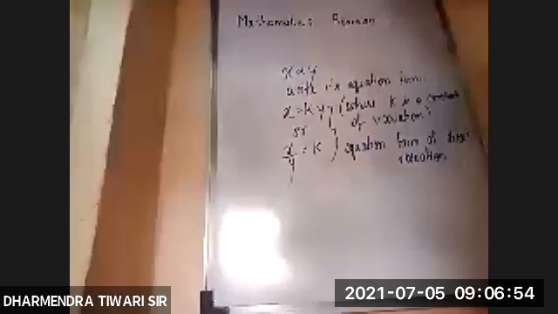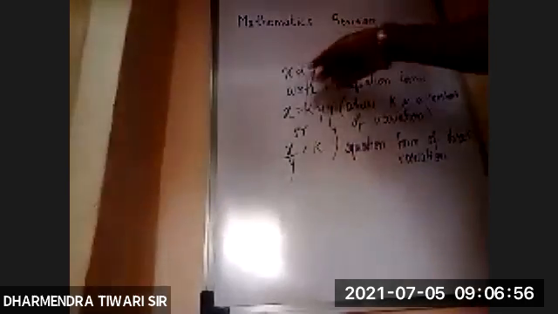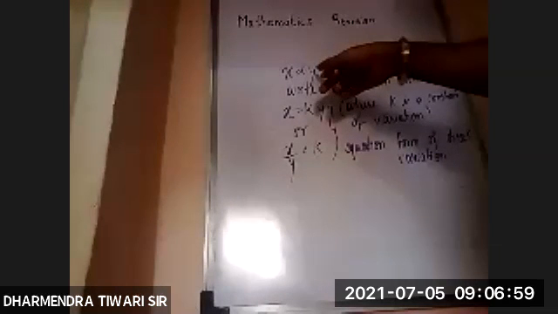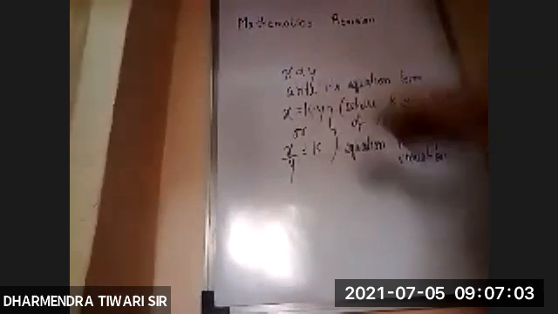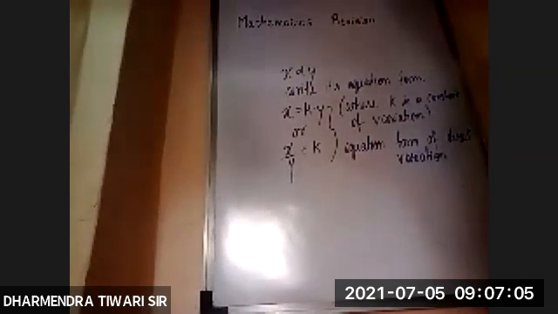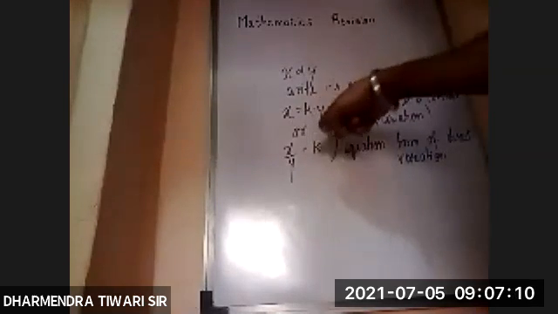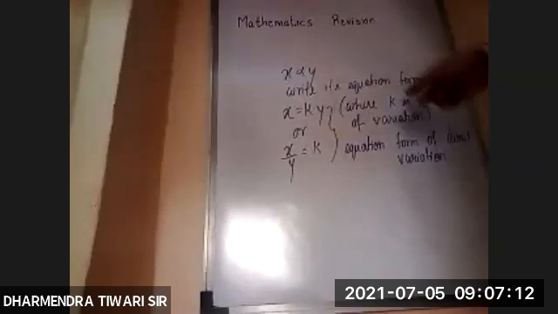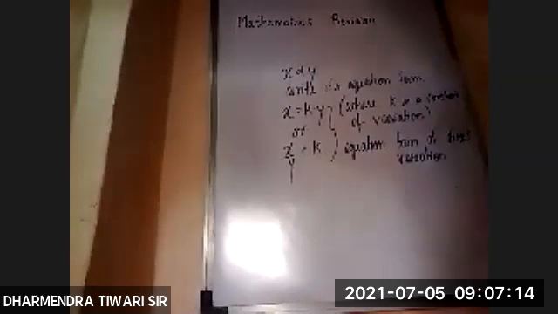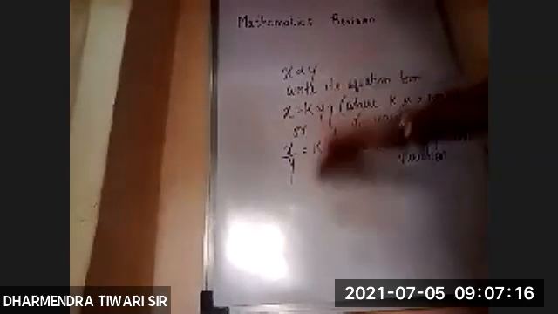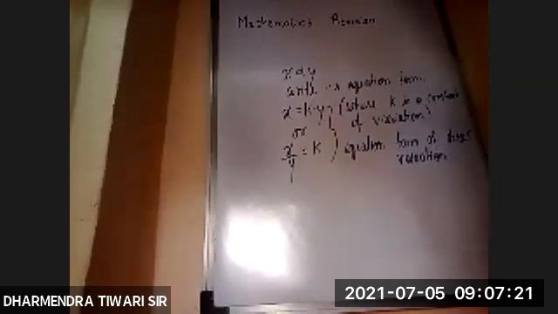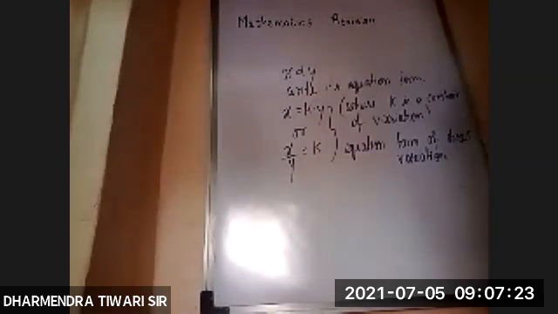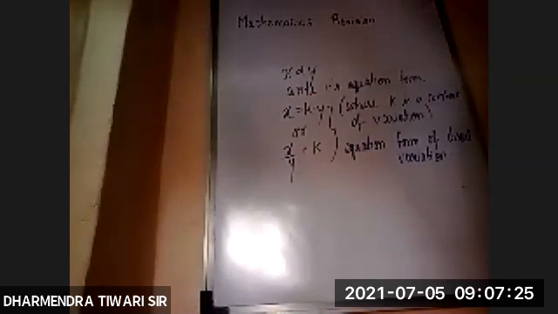Okay, hope you have understood this. X and y direct variation is represented as x alpha y, where alpha is a Greek letter. Its equation form is given by x equal to ky, where k is a constant of variation. So we can represent x equal to ky also as x by y equal to k, written as the equation form of direct variation. You can use either of the required equations.